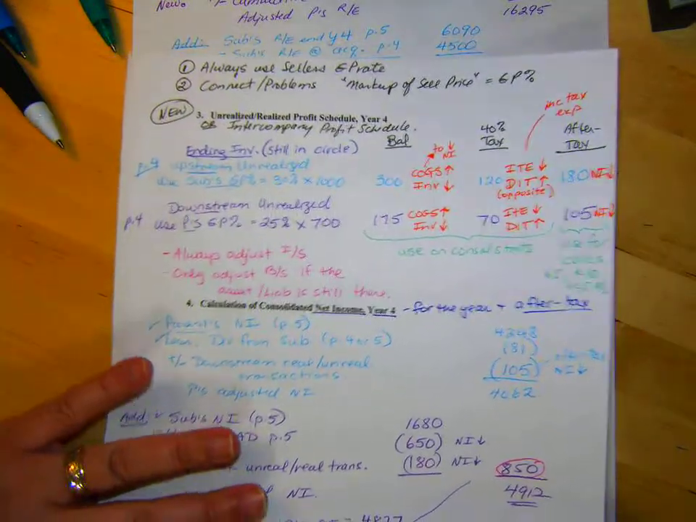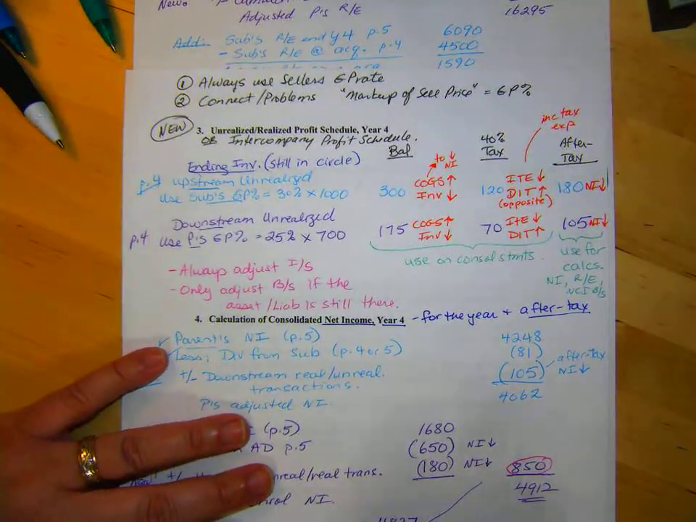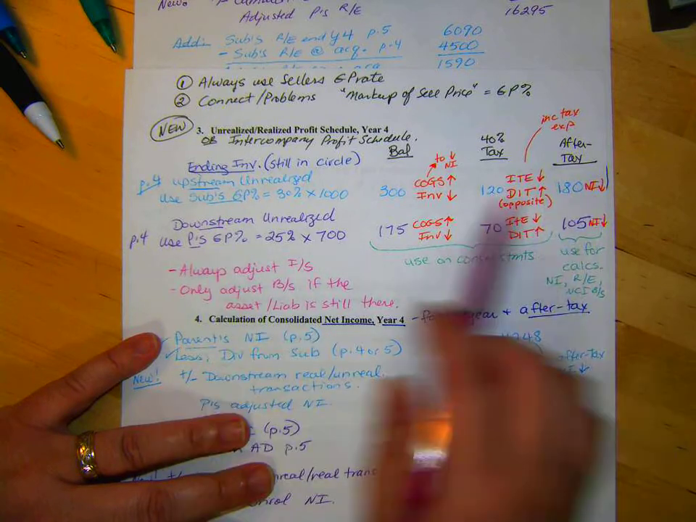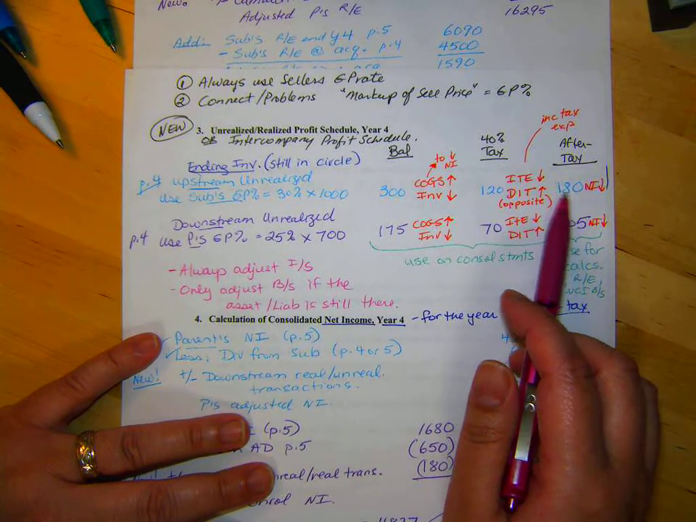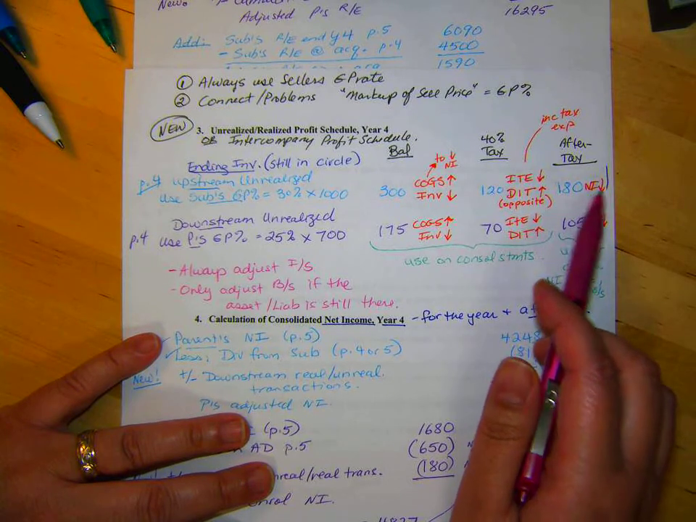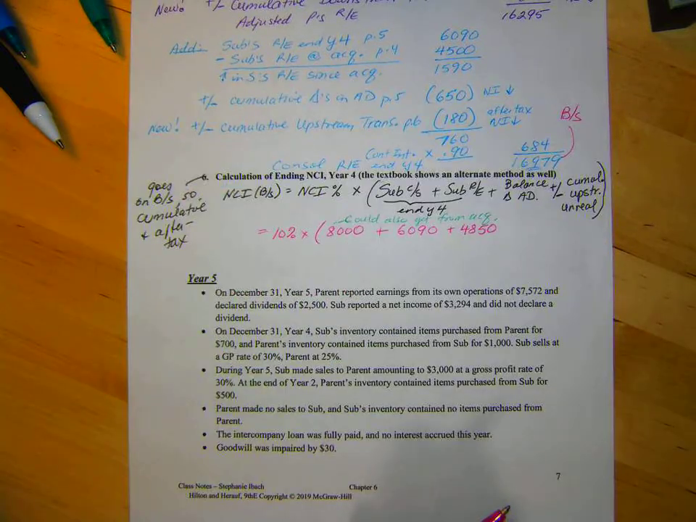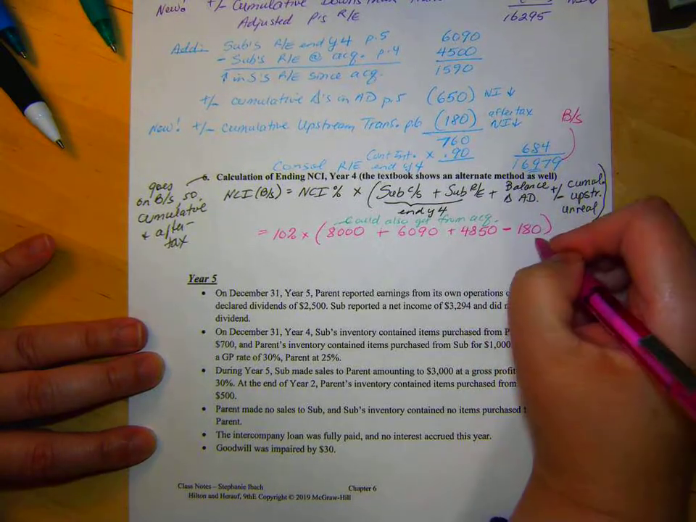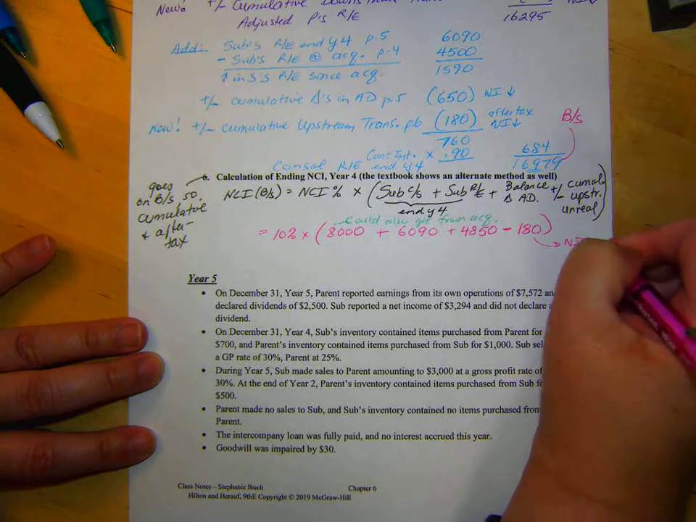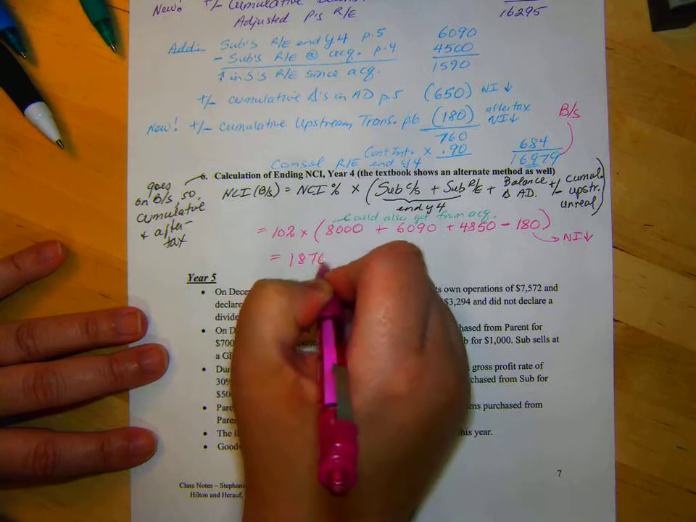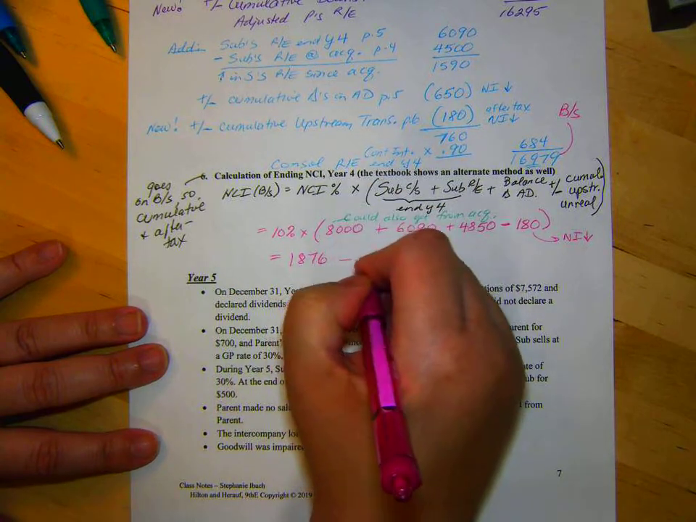And finally, we're just going to do upstream because NCI is all about upstream. And we want cumulative changes. So there's only been one change, that's upstream. So it's the 180. And we're going to subtract it because net income is coming down. And that should work out to 1876. And it goes on the balance sheet.